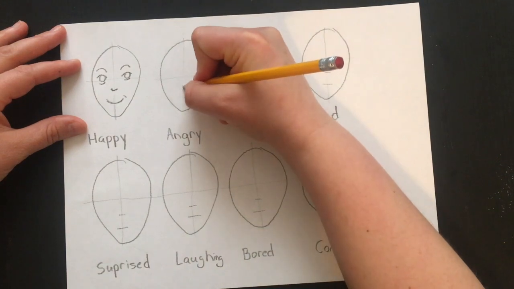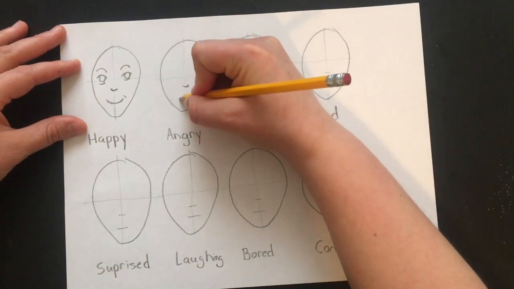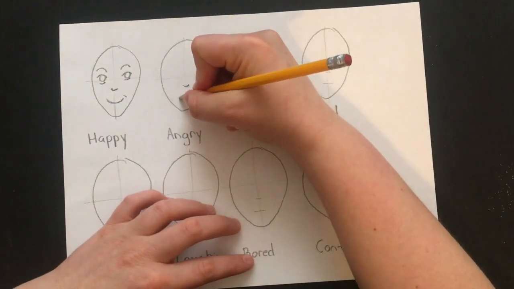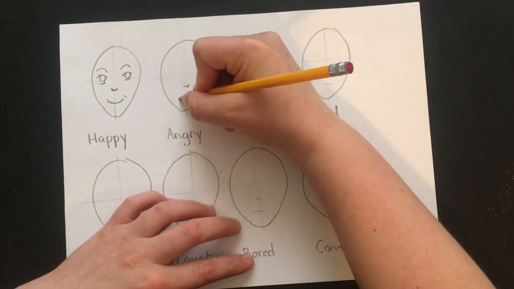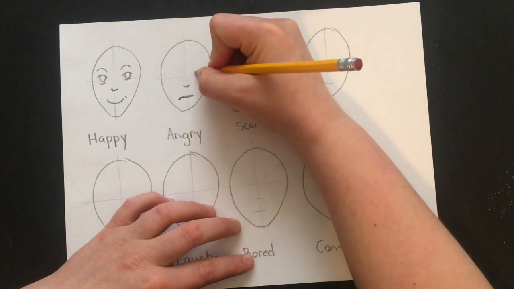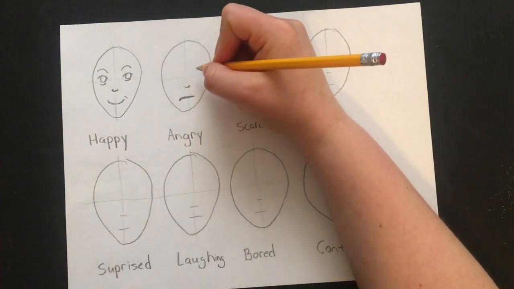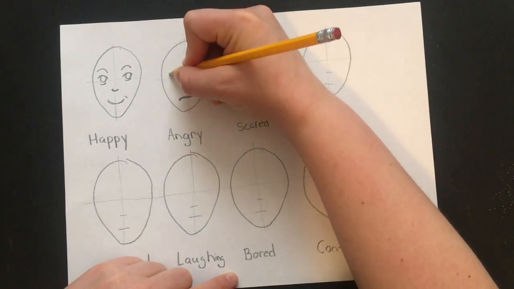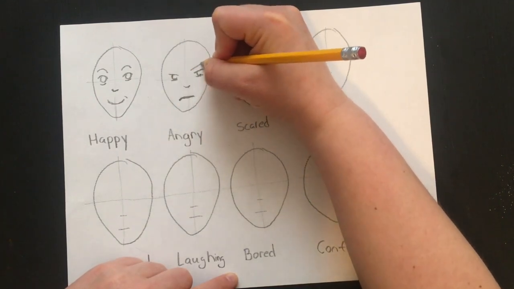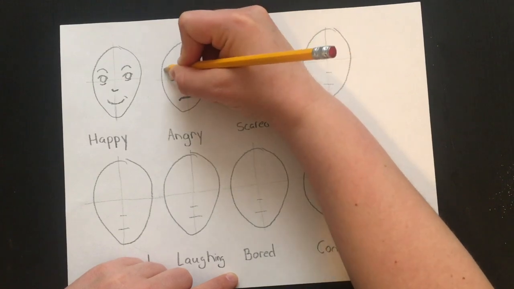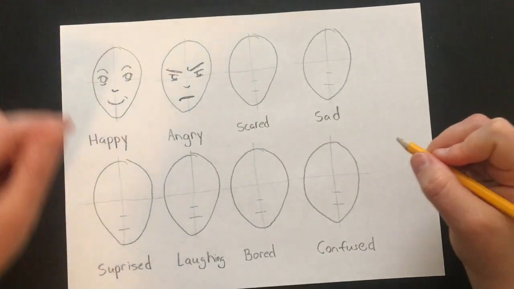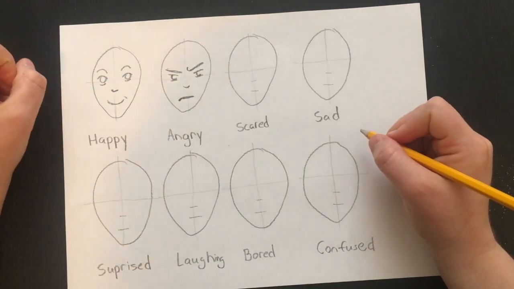So let's do an angry person. Angry mouths should either be flat, so you can do just a mouth like this, or slightly downturned. And the eyes should be more closed when you're angry. And the eyebrows should be furrowed. And you can even draw that little line that you saw show up on my face.